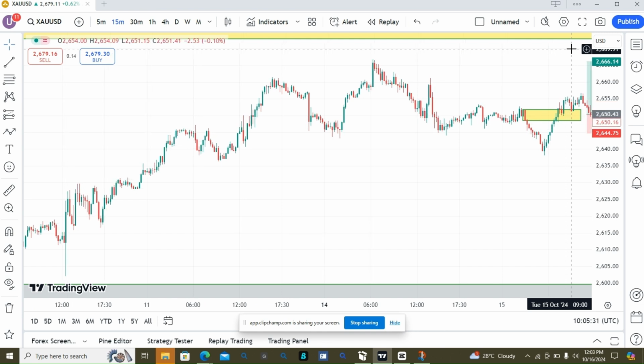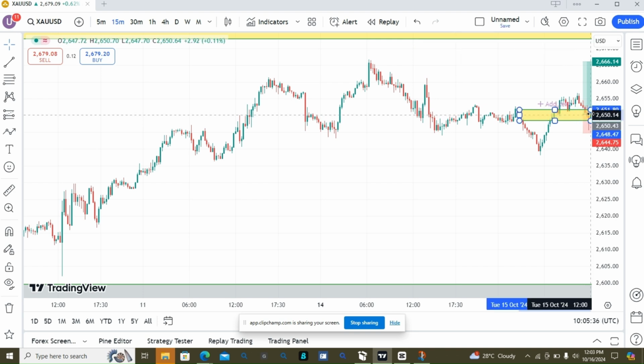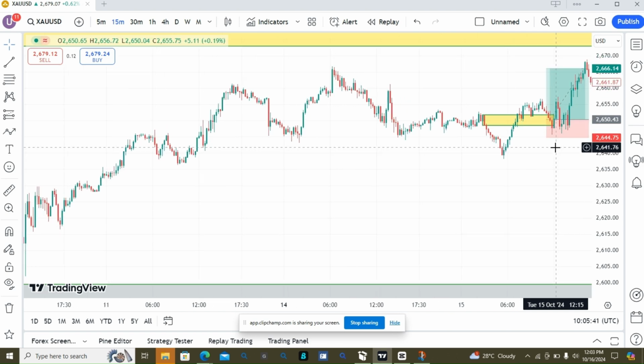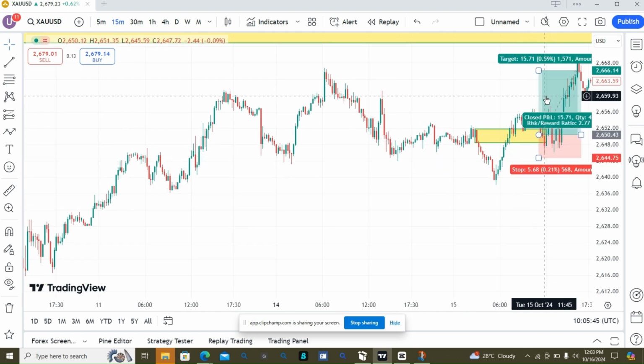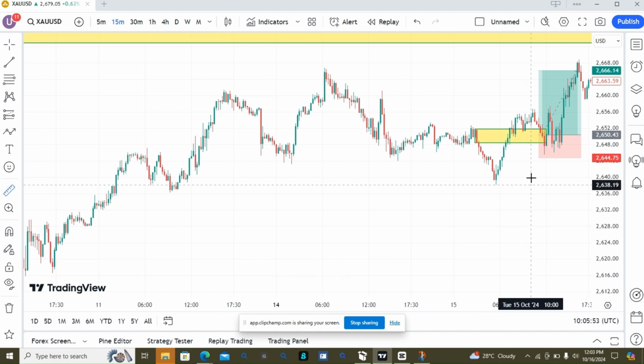And boom, at this zone was where price took me in. My order became active at this zone. So immediately price took me in here. I put my take profit at this zone. Let me show you. I put my take profit at this zone.